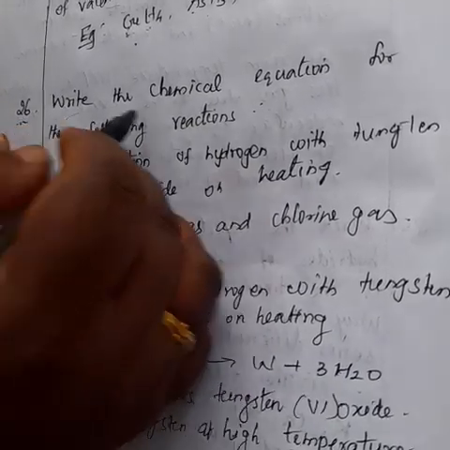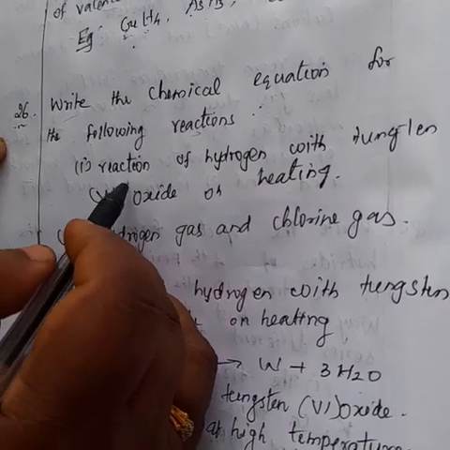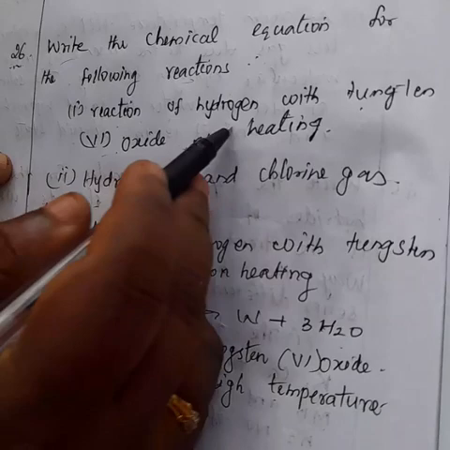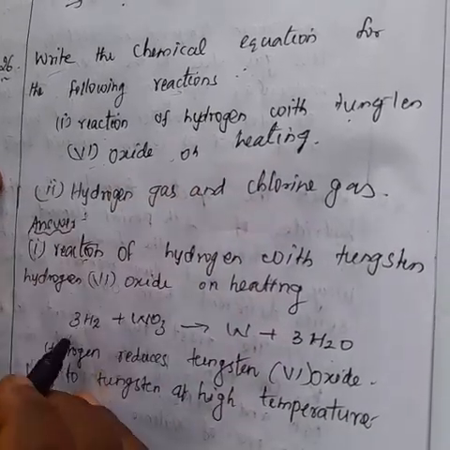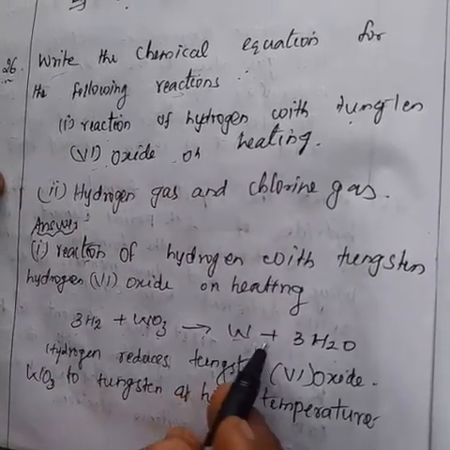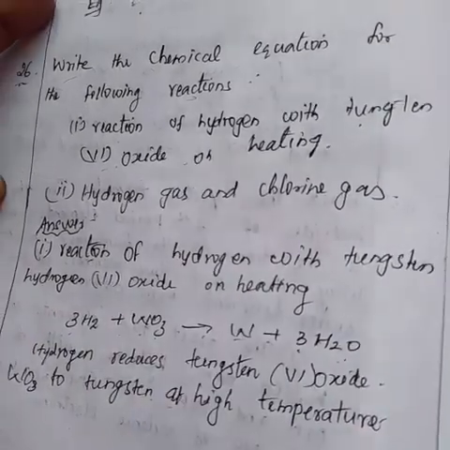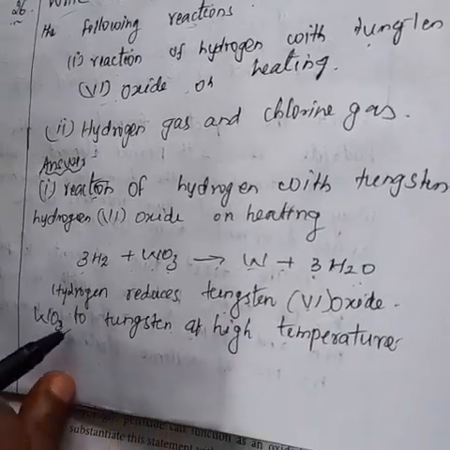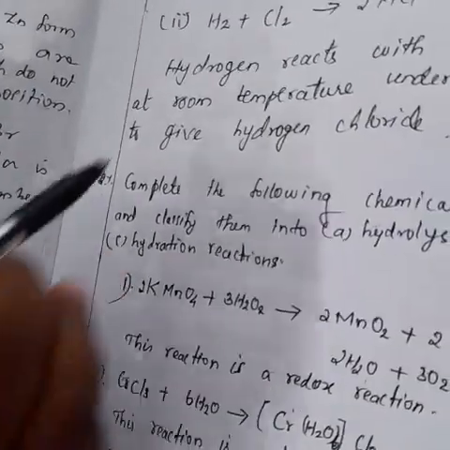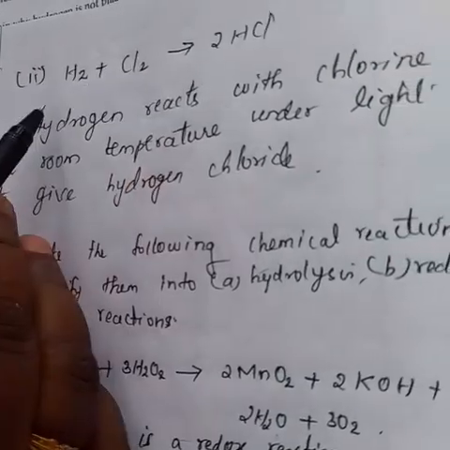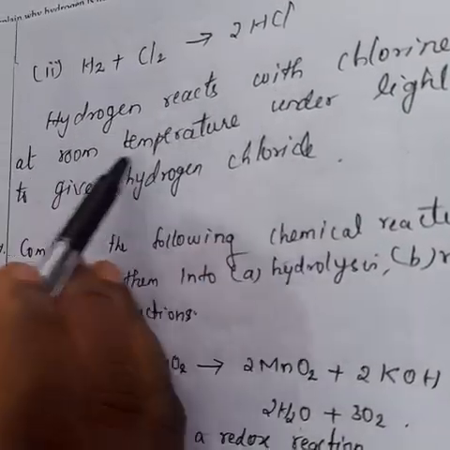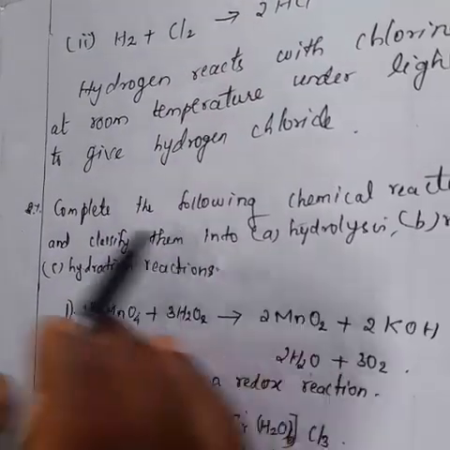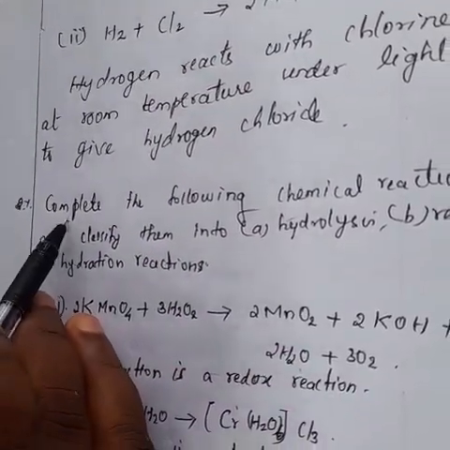Write the chemical equation for the following reactions. Point number 1, reaction of hydrogen with tungsten(VI) oxide on heating. Reaction of hydrogen with the tungsten oxide, that is 3H2 plus WO3 gives W plus 3H2O. Okay, so the hydrogen reduces the tungsten(VI) oxide to tungsten at higher temperature. Point number 2, H2 plus Cl2 gives 2HCl. Here hydrogen reacts with chlorine at room temperature under light to give hydrogen chloride. Okay. And the question number 27 also in note.